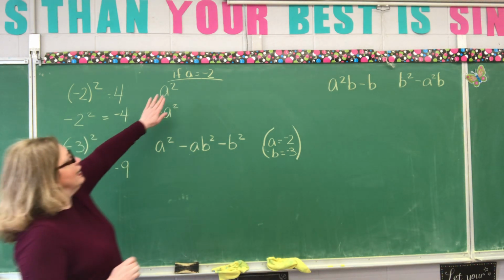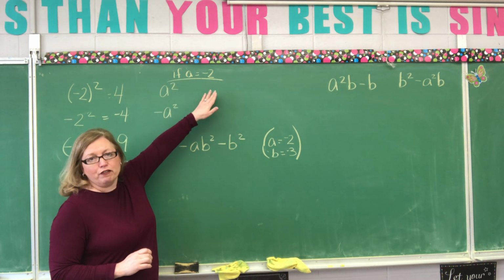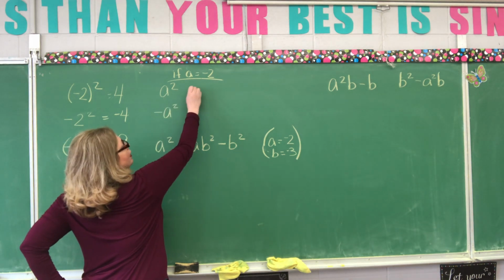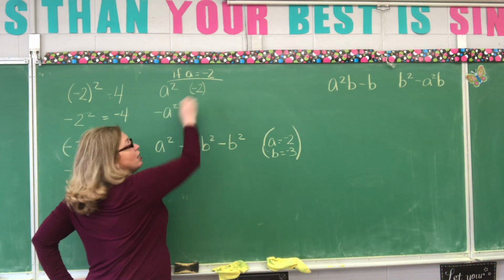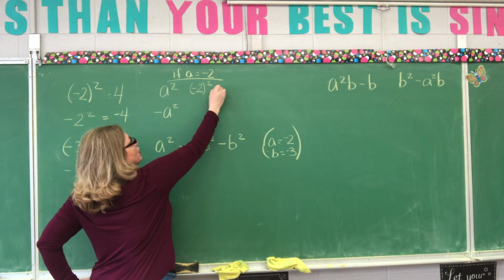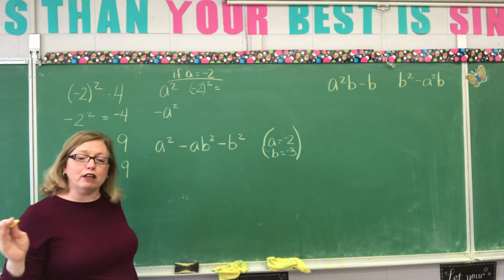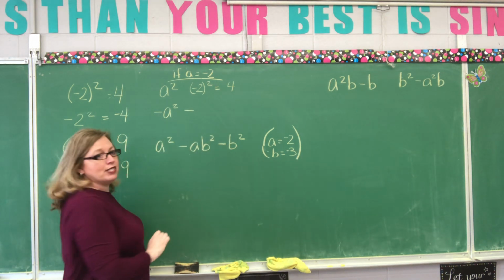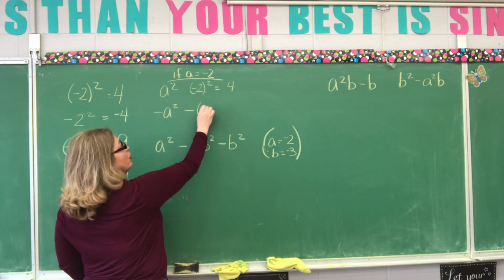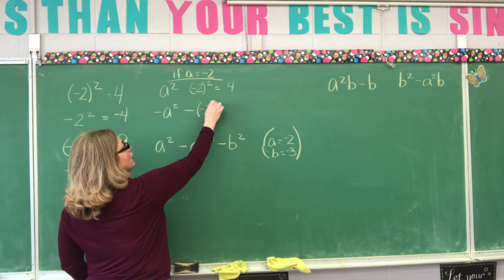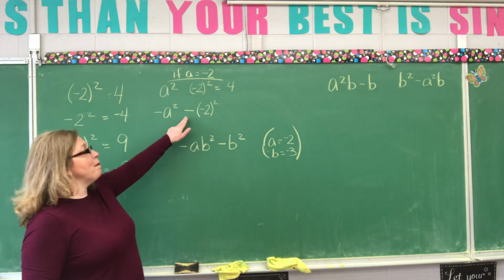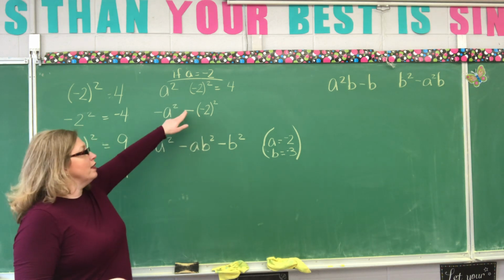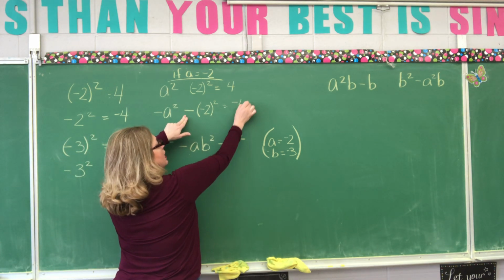Okay, let's look at this. If A is -2, let's evaluate this and find our answer. We have -2, that's going to be our number, and we're going to square it. So -2 times -2 is a +4. Now down here I have a negative sign, and then I have my number, -2 squared. So what's the opposite of this? -2 times -2 is +4. The opposite of it is -4.